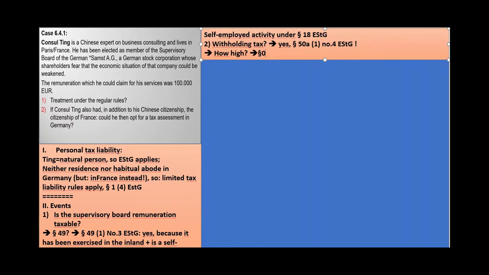So 30% of 100,000, that is 30,000 euro, C 50A2, sentence 1, ESTG. Okay, again, we did something.